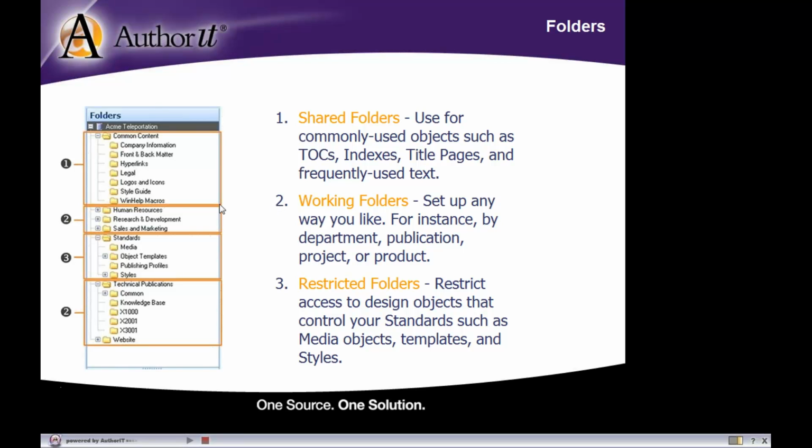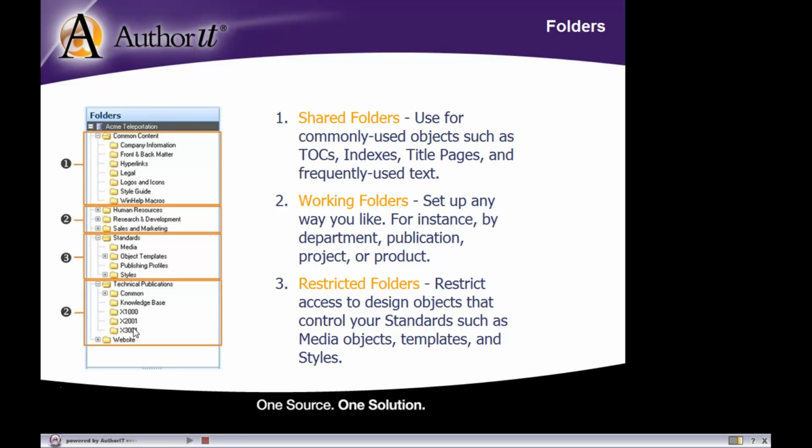Now, in this particular library, the working folders are first named after the department that those documents belong to, and then underneath that, they have the second level broken out by product name. So for example, underneath human resources, we've got our documents that we're working on for the HR group. Our research and development group has their documents that they're working on underneath this area. Our technical publications group has their content that they're working on in this area, and then they've got their knowledge base document here, and then some product-specific folders for our X1000, X2001, and X3001 product.